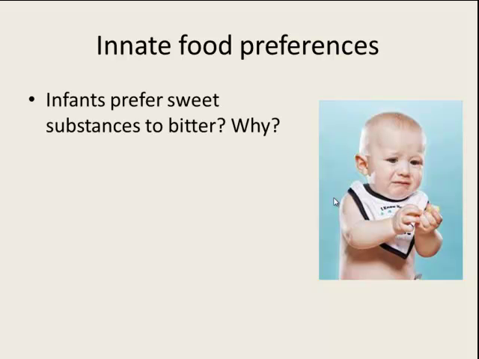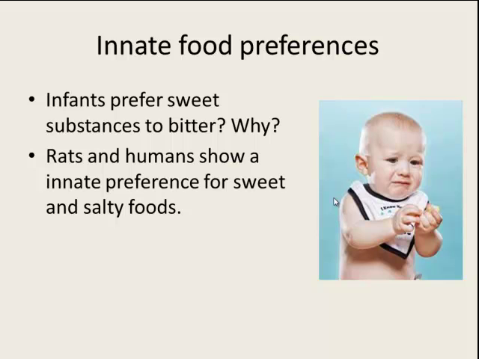We also have innate preferences for food. We're born, we want sweet, we don't like bitter. We can learn to like bitter. People learn to like coffee, and people learn to like beers that are bitter. But we start off avoiding bitter and liking sweet.